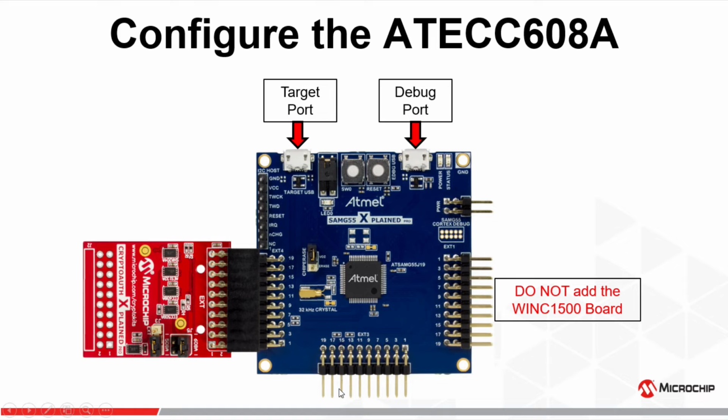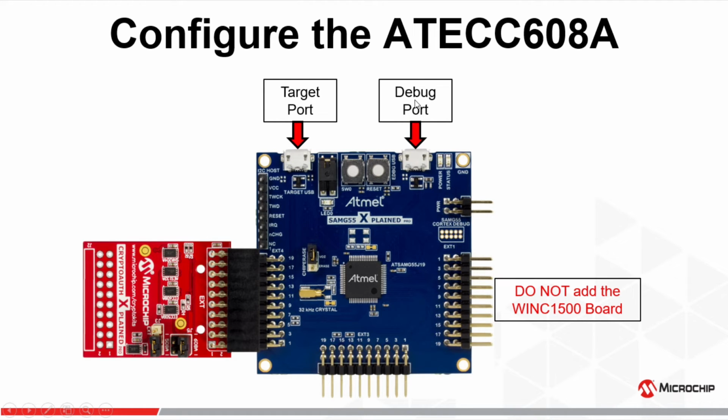Next, we're going to configure the ATECC608A. So plug in your CryptoAuth Trust Platform Pro board or the socketed board and make sure you do not add the WINC1500 board, to avoid again that I2C conflict. The conflict of I2C addresses will be resolved right now as we configure the ATECC608A.